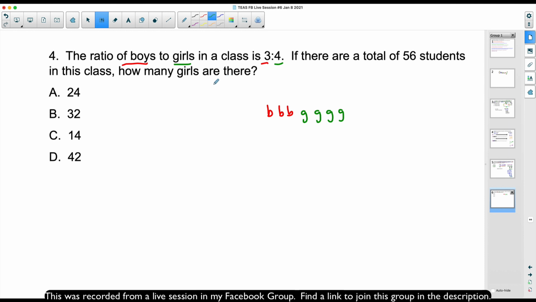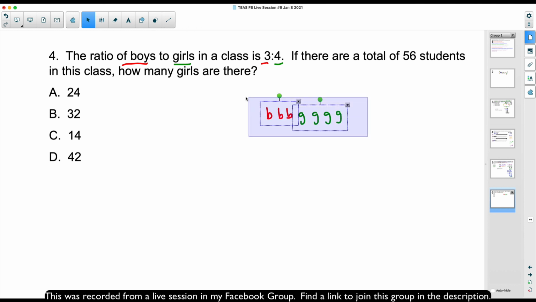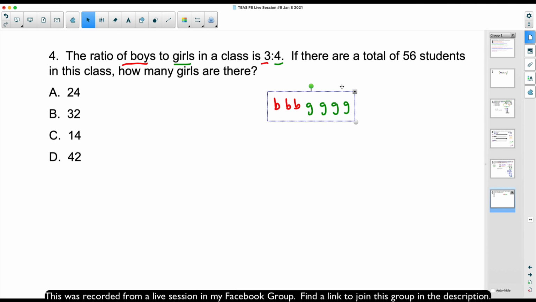And I'm seeing different answers. I'm seeing B, C, and D. So y'all, you got to be careful. Now, let me show you a crazy way real quick. Right here, 3 boys for every 4 girls. That's 7 students in all, right? That's 7 students. So we said there's 56 people. So watch what I'm going to do here.